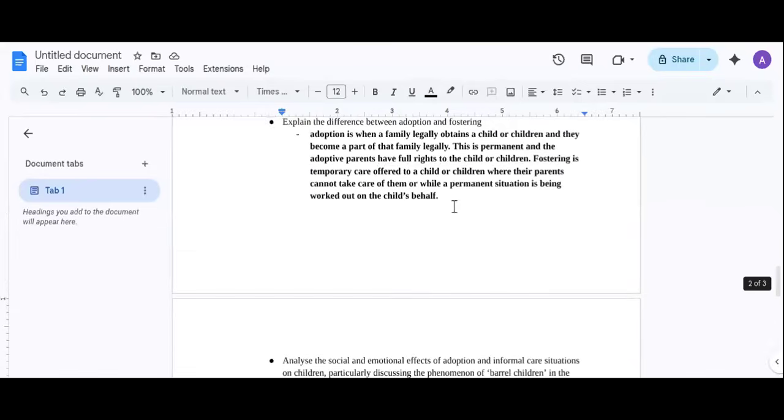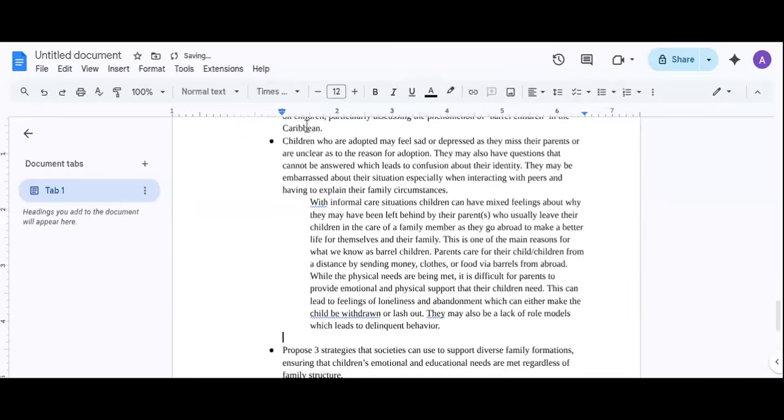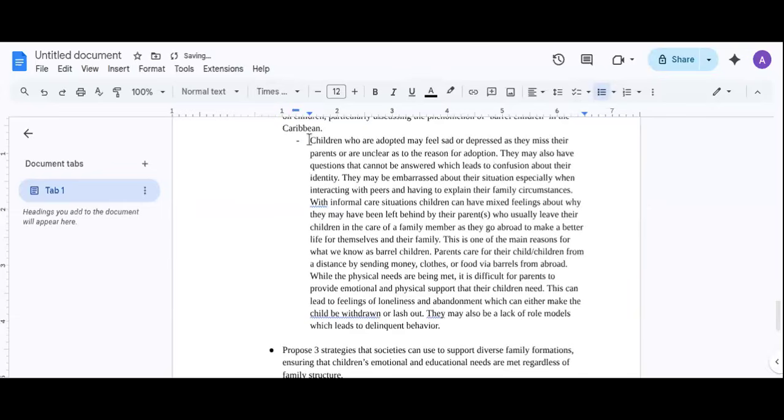So again, your essay should flow. So after you put the difference between adoption and fostering, this here now has the analyze the social and emotional effects. Answering this one time will flow into it because it's looking at adoption there, so it will flow straight into it.